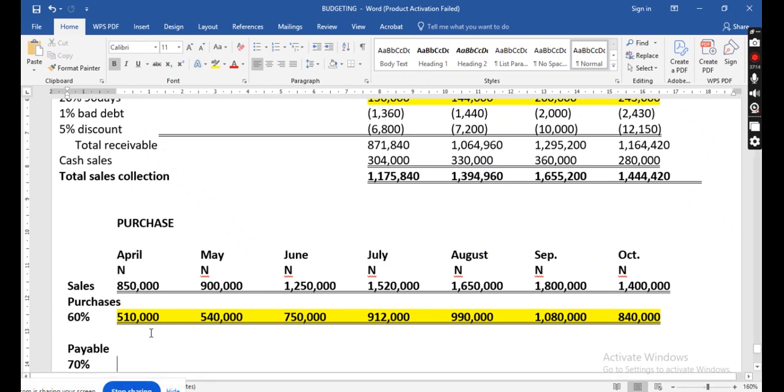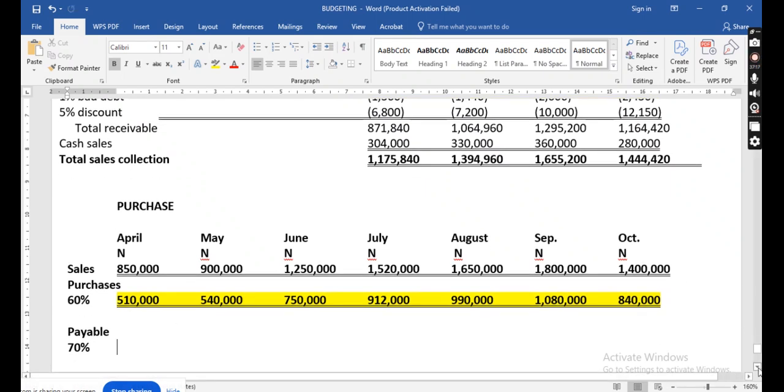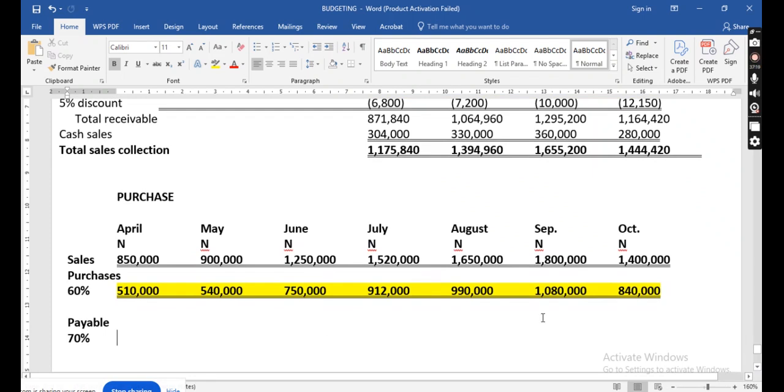Your purchases is 510, right? So what is 70% of 510? Quickly. 35700. Next. 70% of 540. Quickly, class. We have about 21 participants. Please give me figures so that we can move. 378,000. When someone is doing June, the other person is doing August.